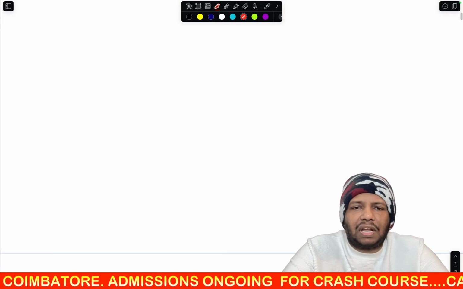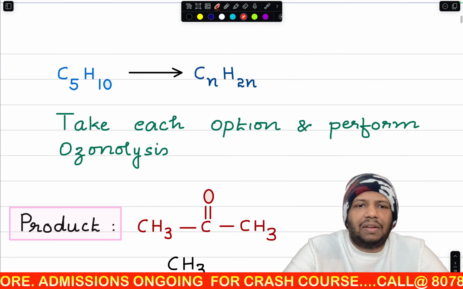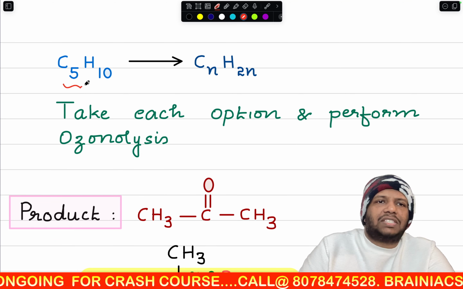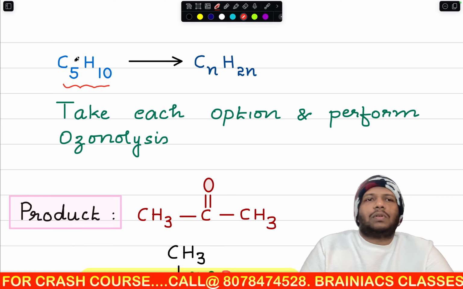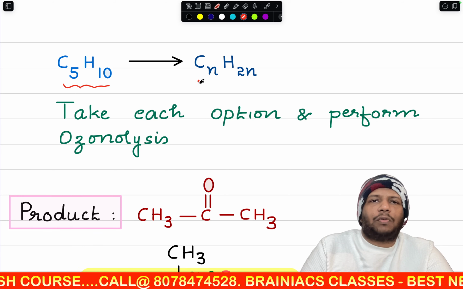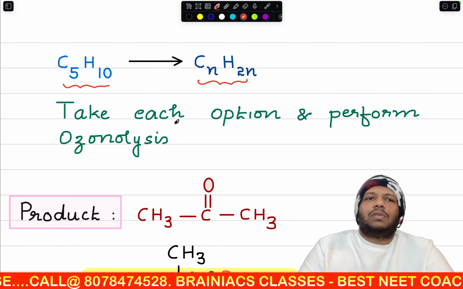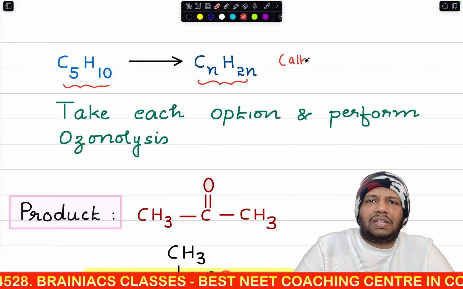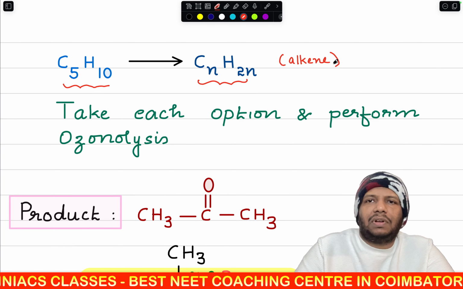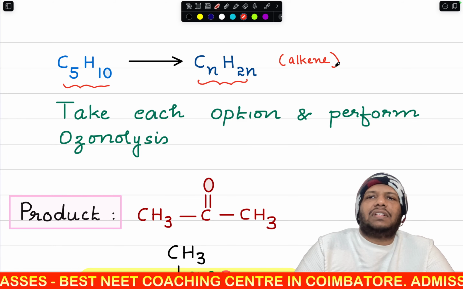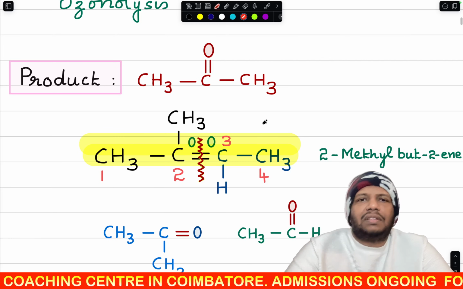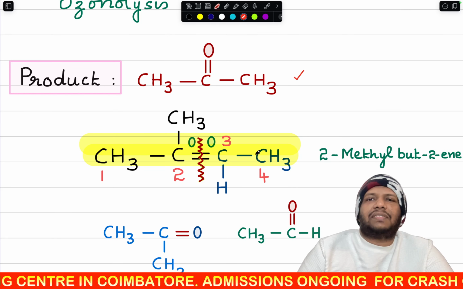So here I have put the things in detail for your understanding. In the question they have mentioned it is C5H10. From this I can understand it is of the formula CnH2n, and CnH2n means I am sure this would be an alkene fundamentally. Now, what is the product you need? This is the product actually required, acetone.